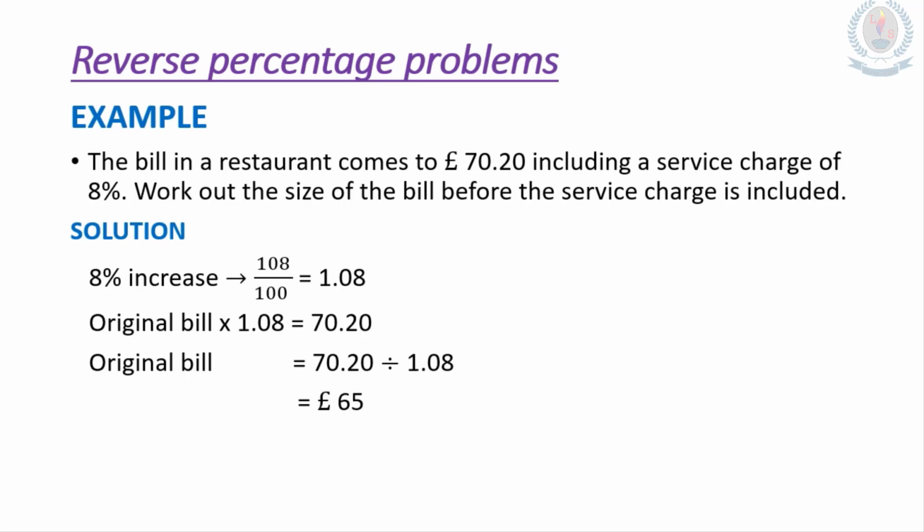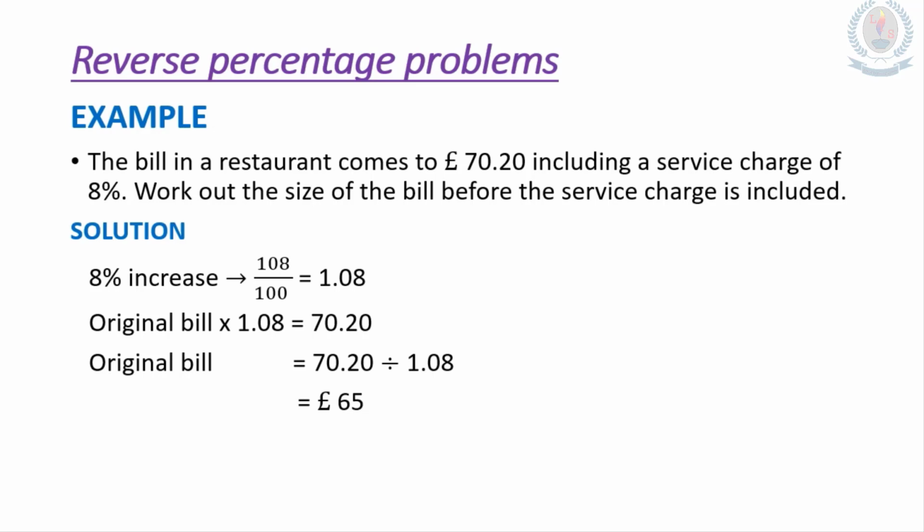What is the equation? Original bill times the multiplying factor. For an increase, we have to add the percentage to 100 and find the decimal or fraction. For a decrease, we have to subtract the percentage. Then here, original bill times 1.08 gives the final answer.